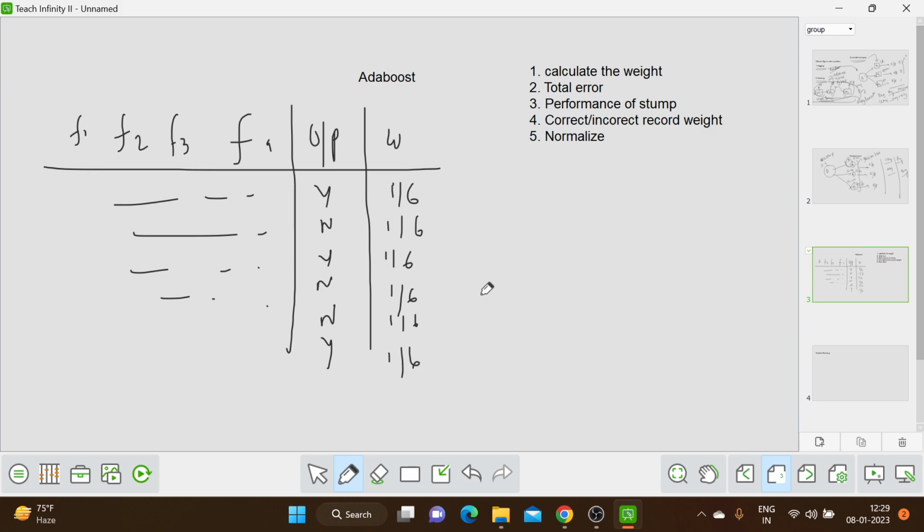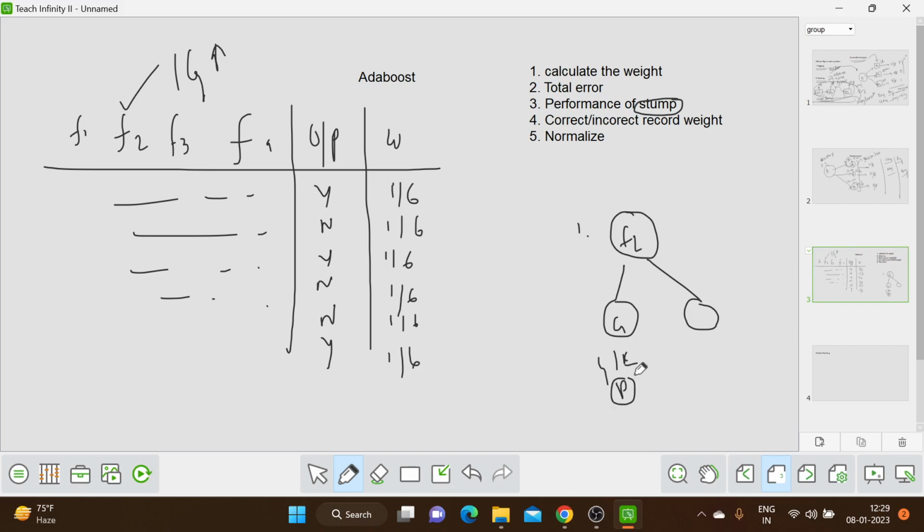The weight is calculated. Now, what is this stump? I need to draw the decision tree. To draw it, first we need to know which feature to use, calculated using information gain, as I told you in the decision tree. I see that feature 2 has a very high information gain, so I draw feature 2 and split it. After splitting, I calculate the Gini or entropy and find it is a pure split, so I need not split it further. Here also it is a pure split. The depth of the tree is 1, and if the depth of the tree is 1, we call it a stump.